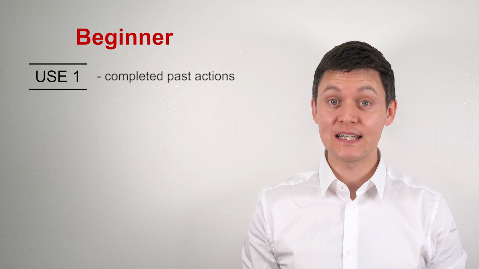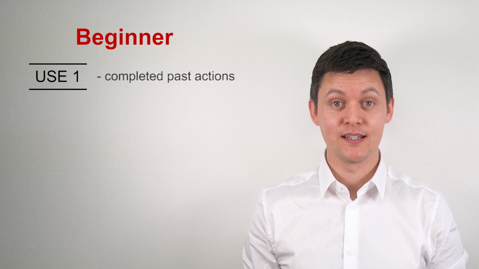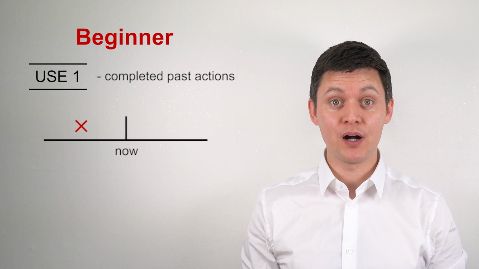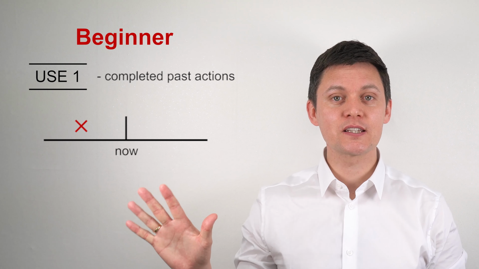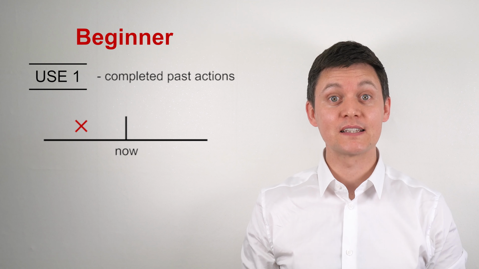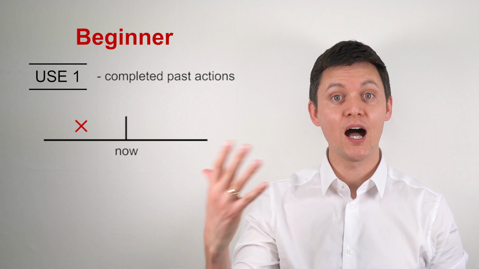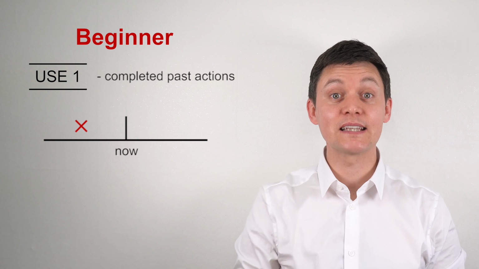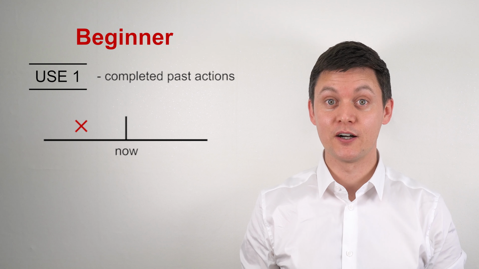Use 1, completed past actions. The key thing with this use is that the action happened in the past and it's finished, it's over, and there's no connection to now. That's very important when you learn other tenses to know that the past simple is done, it's history. Let's look at some examples.